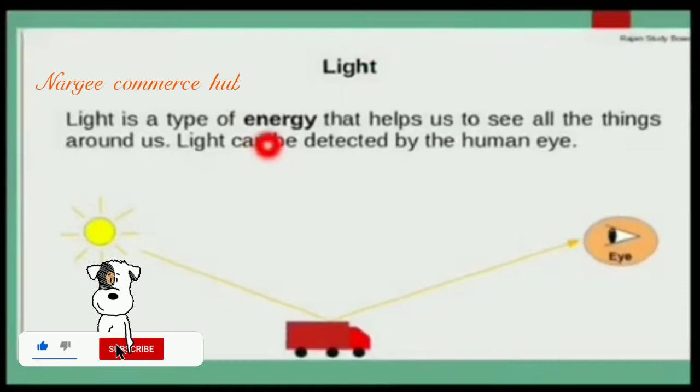Then next one, light. Light is a type of energy that helps us to see all the things around us. Light can be detected by the human eye. So light is a type of energy. Light helps us to see all the things around us.